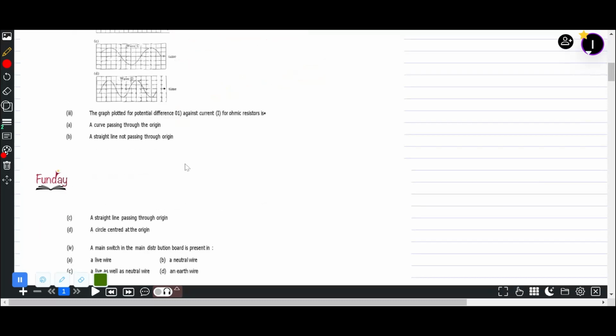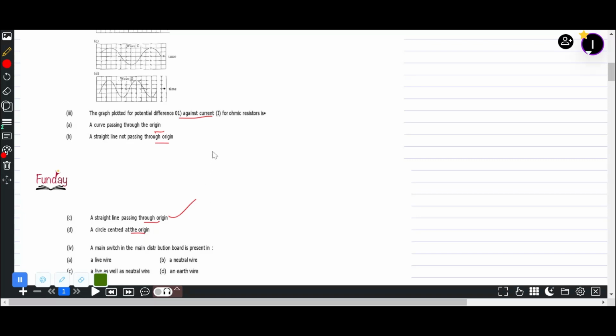The third one is the graph plotted for potential difference against current for ohmic resistors, what will it look like? So the first option is a curve passing through the origin, second a straight line not passing through the origin, third a straight line passing through the origin, and fourth a circle centered at the origin. The answer is a straight line passing through the origin. So C is the answer.